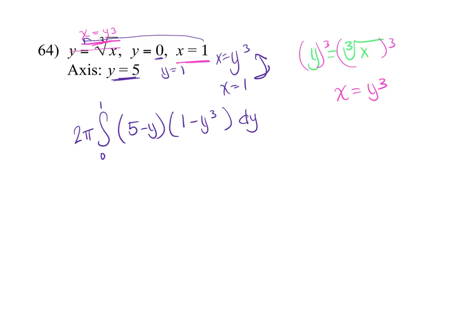All right? I still have to FOIL it, but I'm not foiling with a cube root. This is just straight foiling. So 5 times 1, 5 times negative y cubed, negative y times 1, negative y times negative y cubed, and then I have a pretty easy derivative there, or antiderivative.